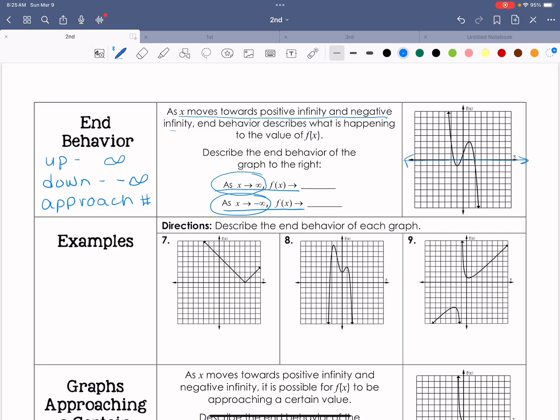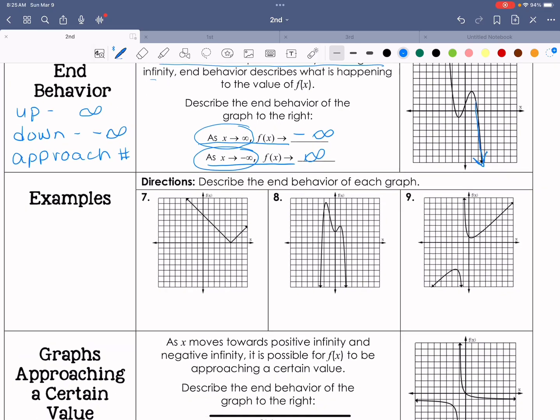Now let's look at the sample graph over here and let's just see what it does. All right, as we move to the right, as we move to positive infinity, what does this graph do? It goes down, right? So as we move to the right on the x-axis, our graph, which is f of x, moves towards negative infinity. All right, on the other side, as we move this direction, what's going to happen to the graph? Well, it goes up, so it heads for positive infinity. Okay, so let's look at some examples here.